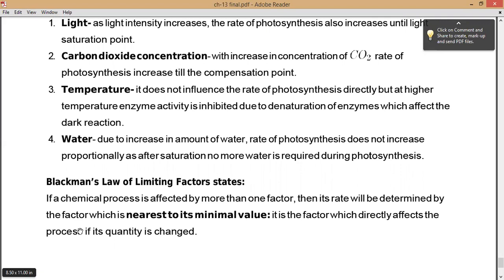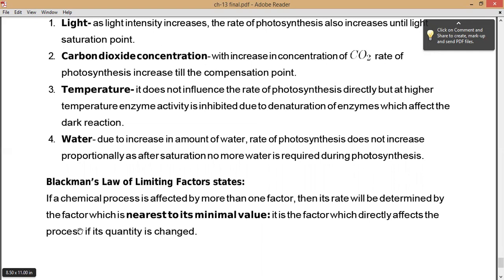So we cannot say that yes, only light is responsible, or only carbon dioxide concentration or water or temperature is responsible for the rate of reaction. This is the balance, right? The light, CO2, water, as well as temperature, all should be in a proper manner. Then and only then can the proper rate of photosynthesis be achieved, right? And this is the factor which directly affects the process if its quantity is changed.